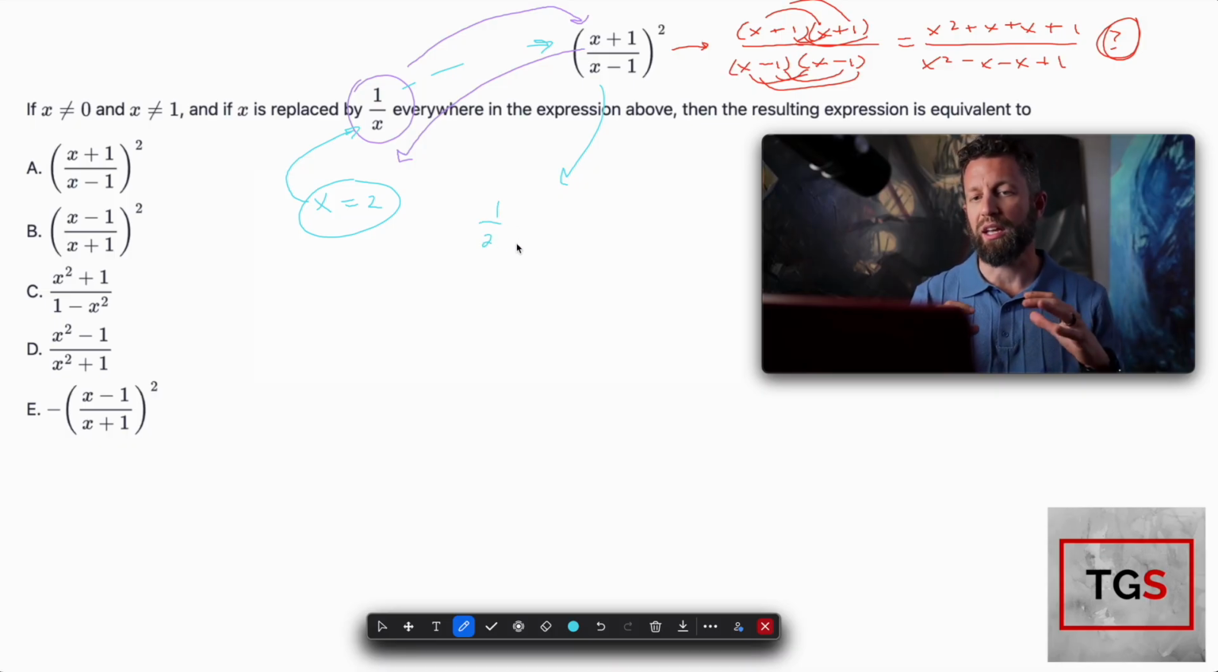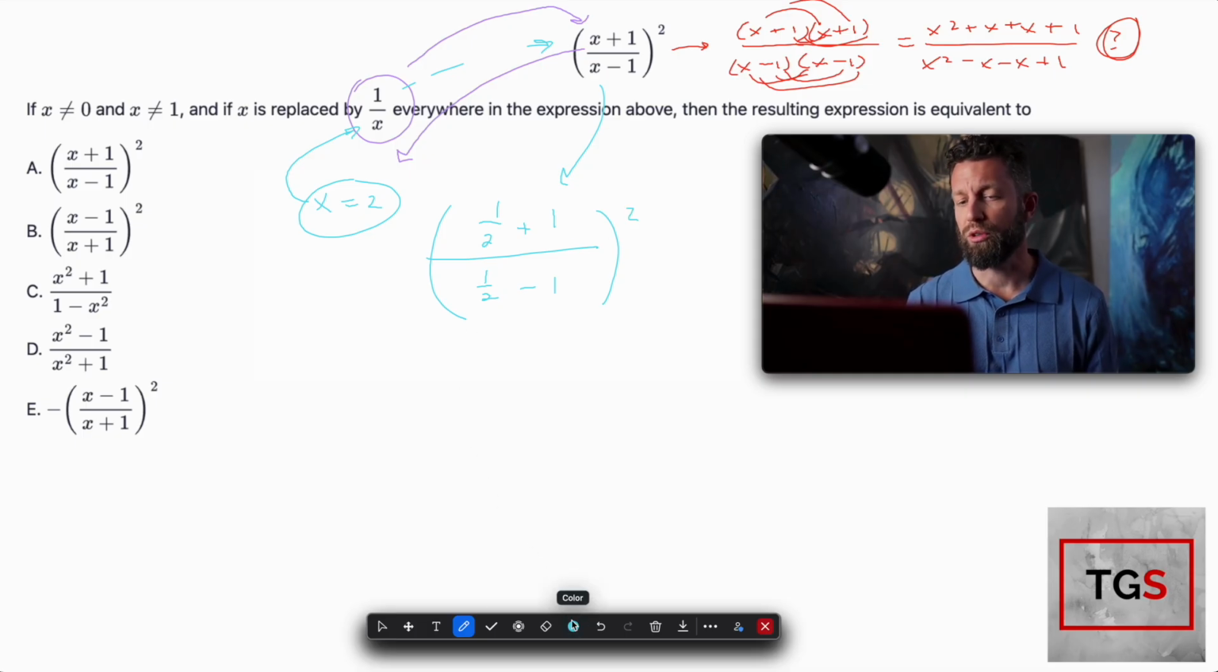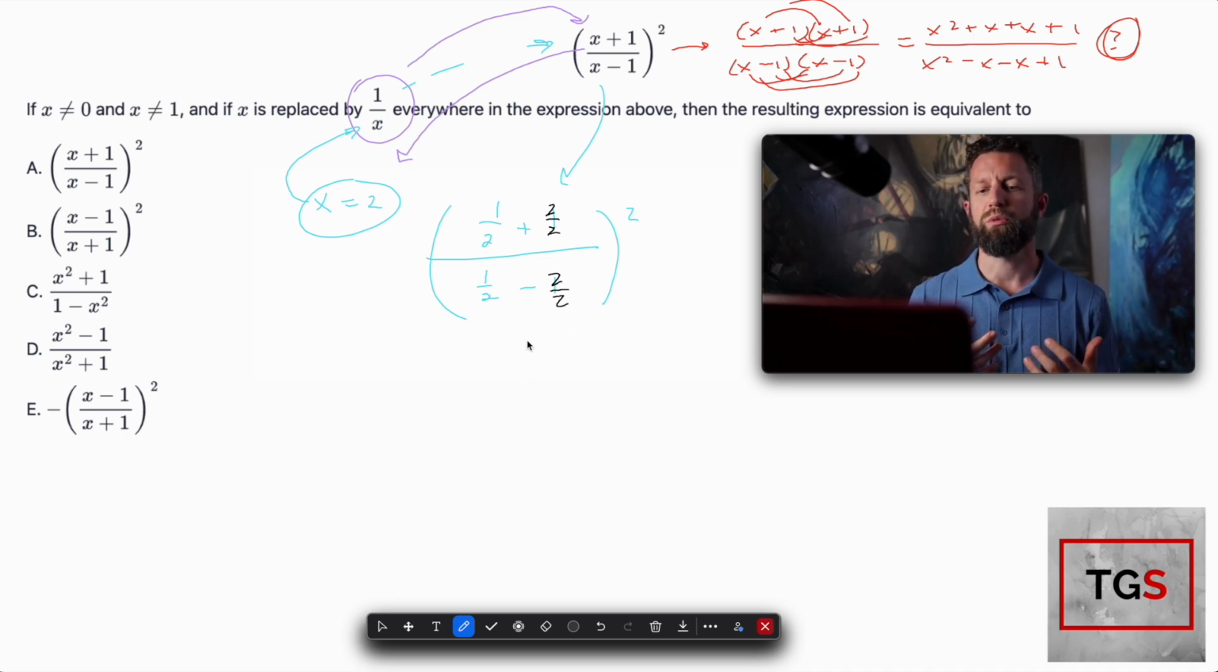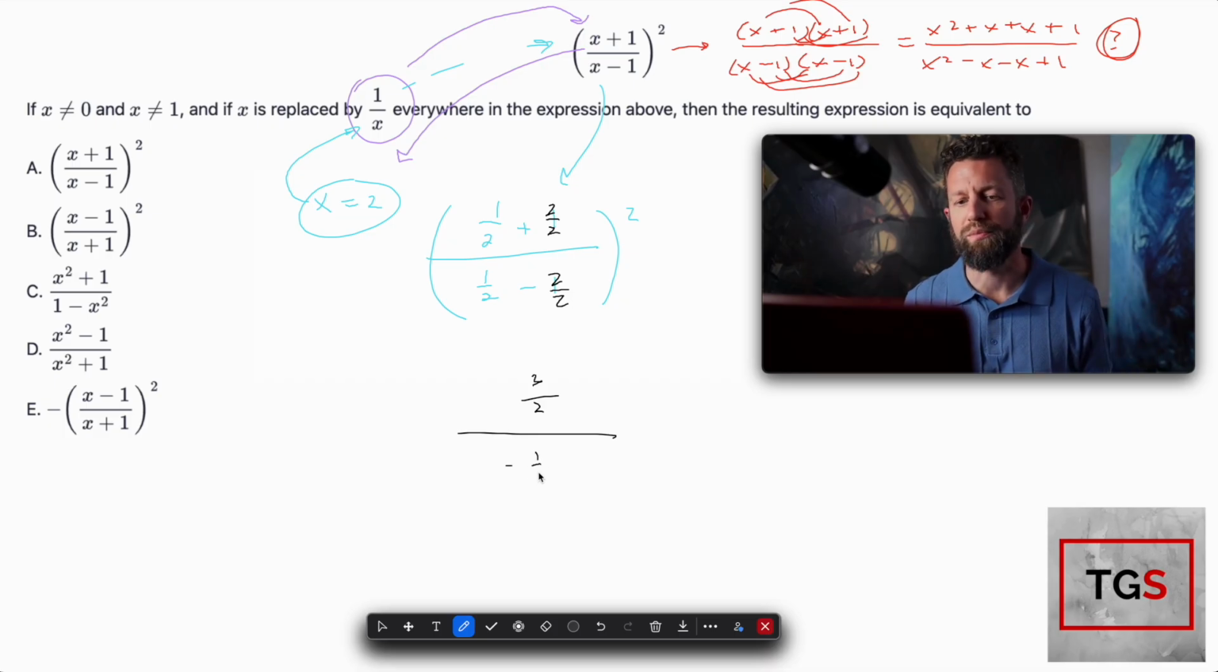And on top, that's going to get me 1 over 2 plus 1. And on the bottom, it's going to get me 1 over 2 minus 1. And of course, the whole quantity is squared. I'll want some common denominators there. So on top, I'll do 1 over 2 plus 2 over 2, and that'll get me 3 over 2. And on the bottom, I'll do 1 over 2 minus 2 over 2 to get negative 1/2. So my fraction would be 3 over 2 and then divided by negative 1 over 2. And that whole thing's squared.